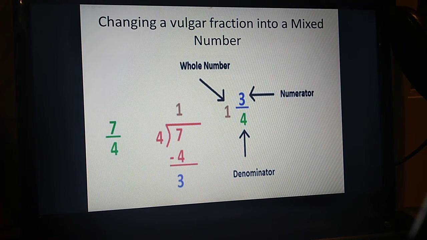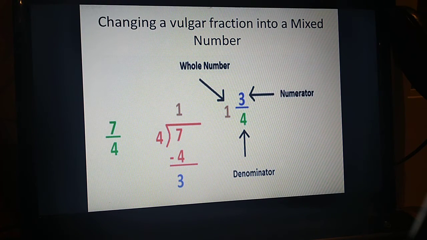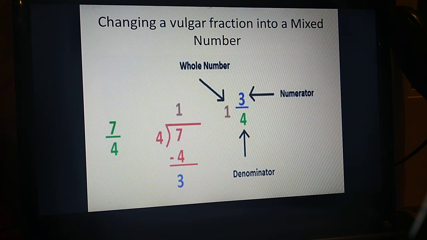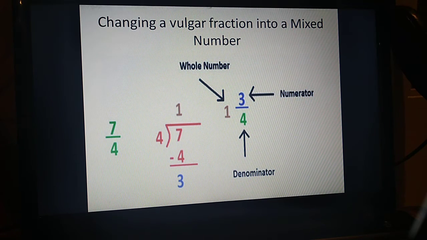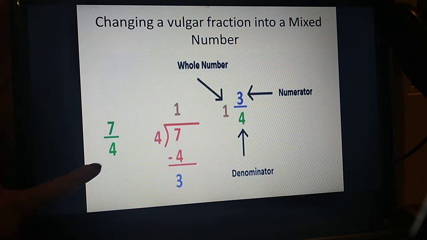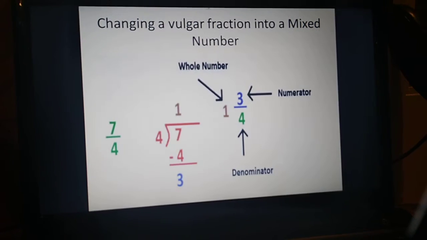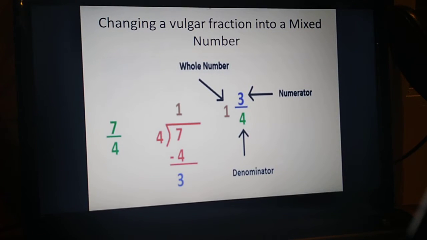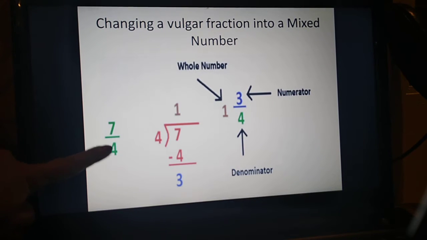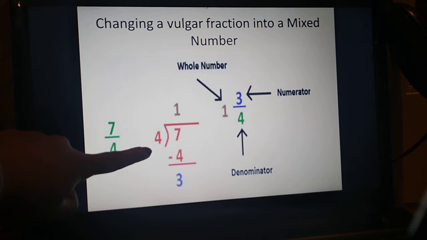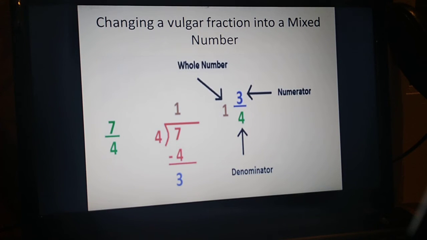Next is the exact opposite. We're going to change a vulgar fraction into a mixed number. Now, if I have a vulgar fraction, as you can see here, an improper fraction, the one on your left, yes, 7 out of 4 is a vulgar fraction. If I want to change it into a mixed number, all I have to do is divide the numerator by the denominator using long division. This is 7 divided by 4.